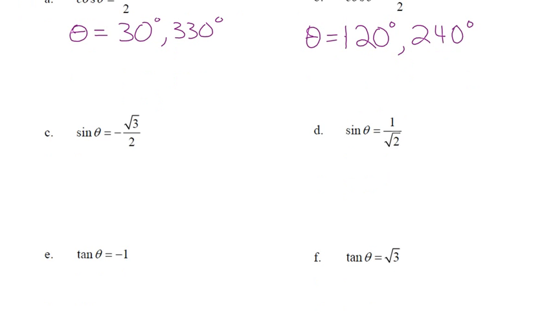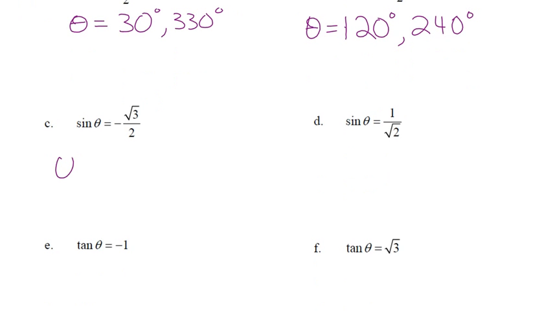When is the sine of theta equal to negative root 3 over 2? When theta is 300. What else? Let's go small to big. What's the smallest one? 240 degrees and 300 degrees.